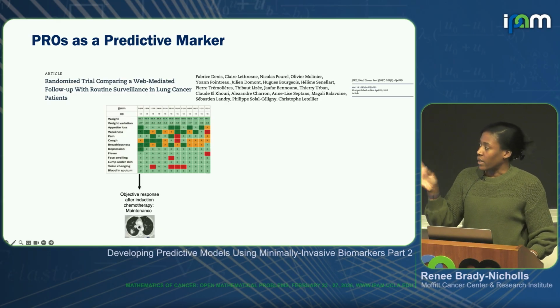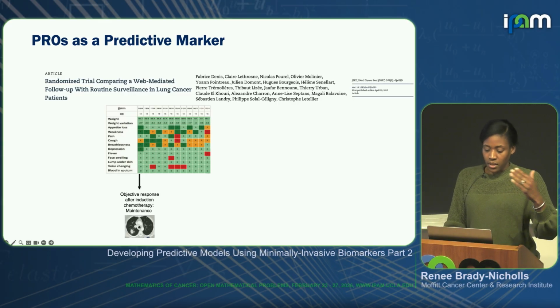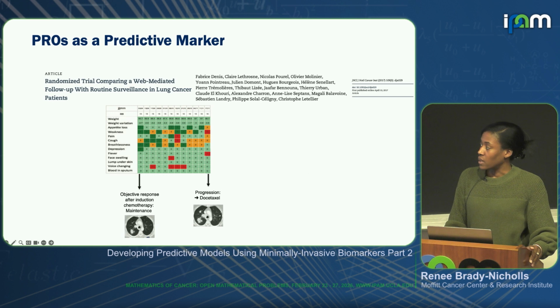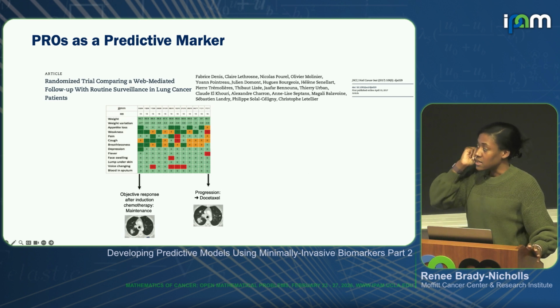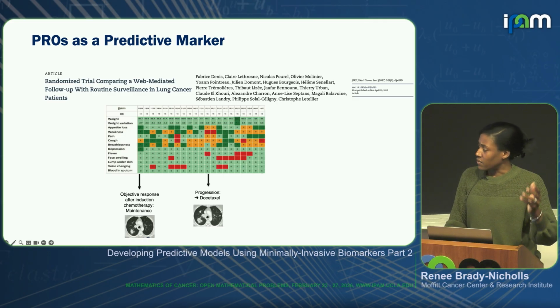And this is when they got as bad as they could get, I guess. It sent an alert through the system, and that is when they were encouraged to come in for a scan. And when they came in for the scan, this is where they actually saw that they had progression. Then they gave them a different type of treatment. They gave them docetaxel.